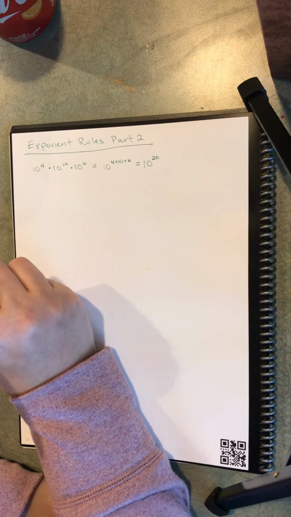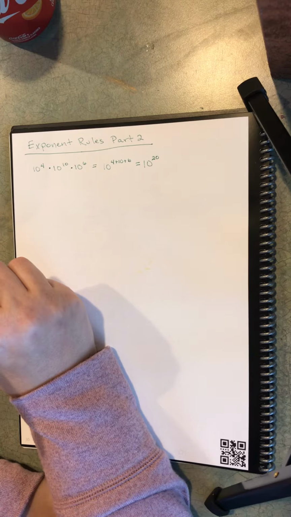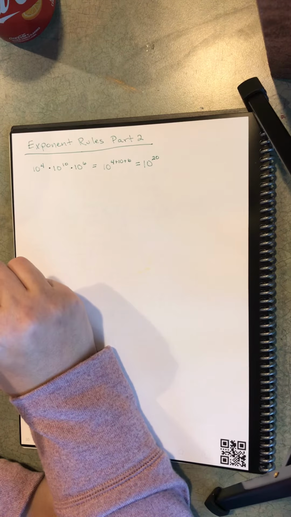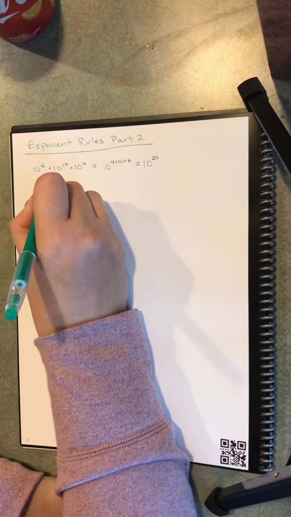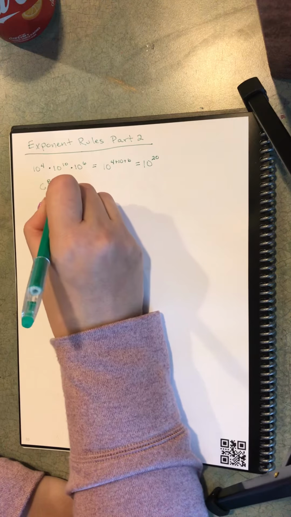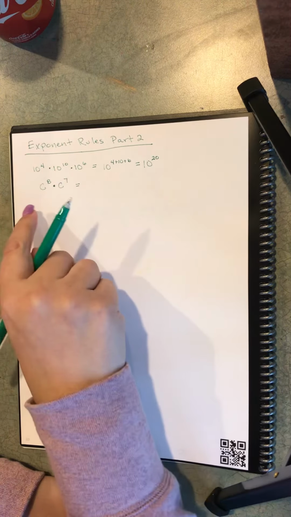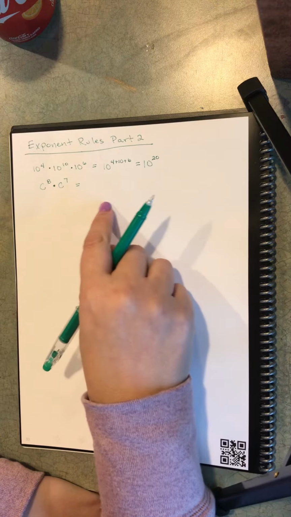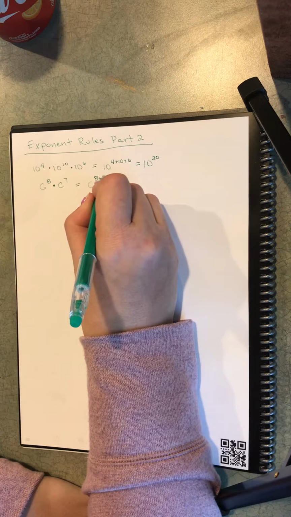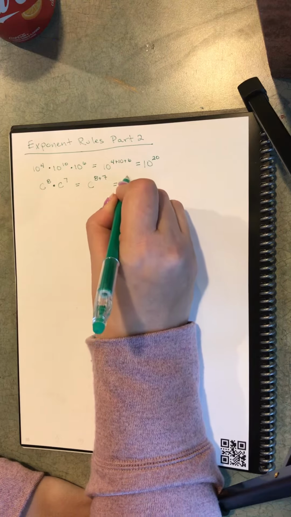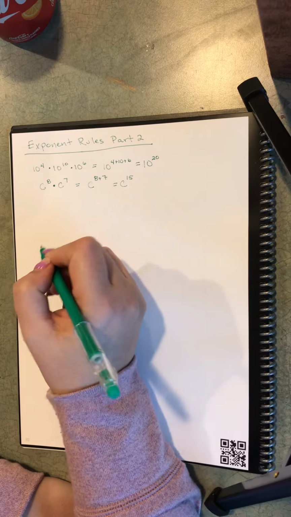Let's do this one. If I have c to the 8th times c to the 7th, that's, writing it out, it would be 8 c's and 7 more c's, so that's c to the 8 plus 7, which is c to the 15. Okay, then it gets a little more abstract.